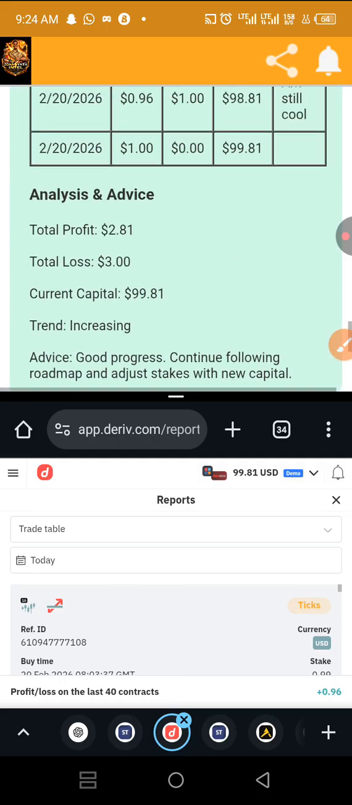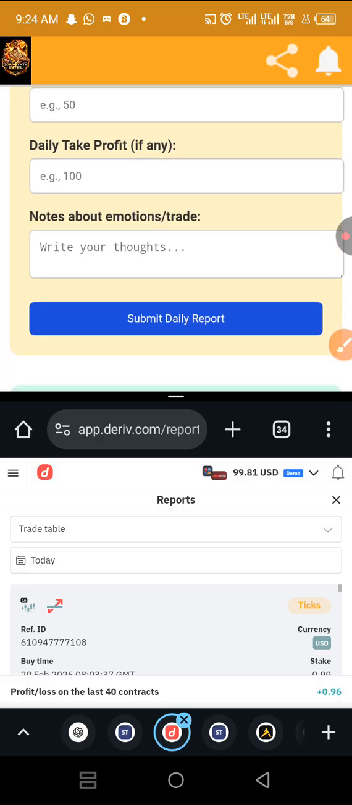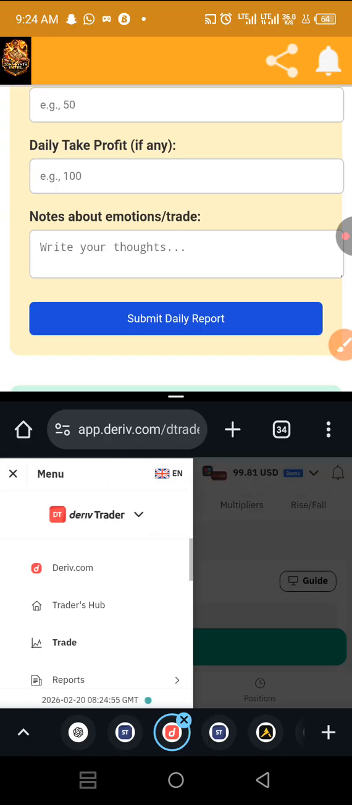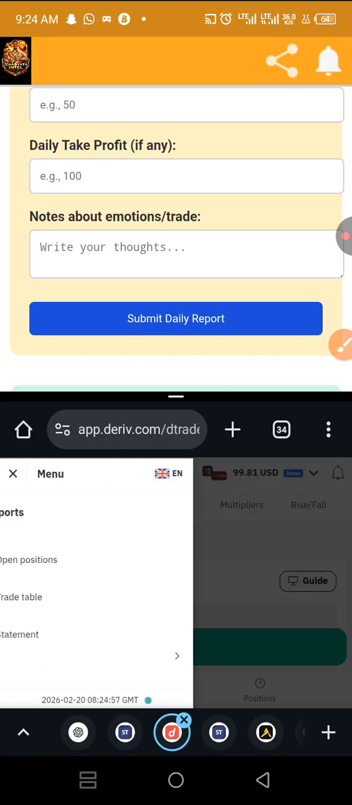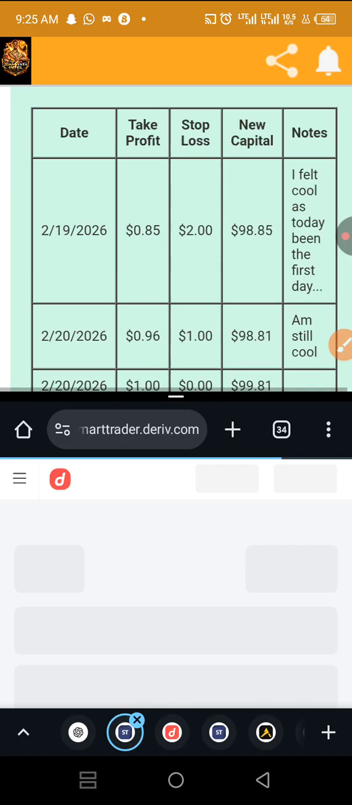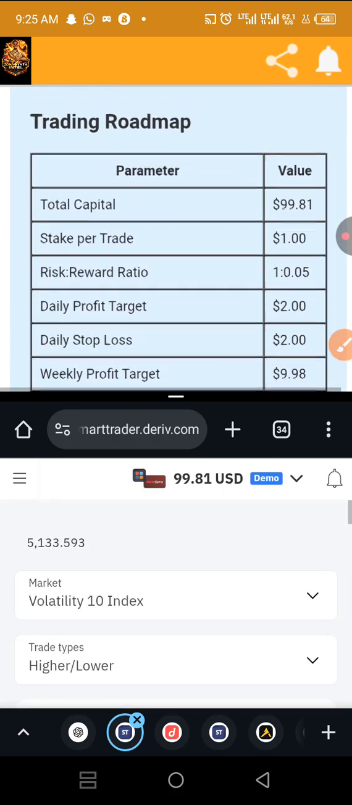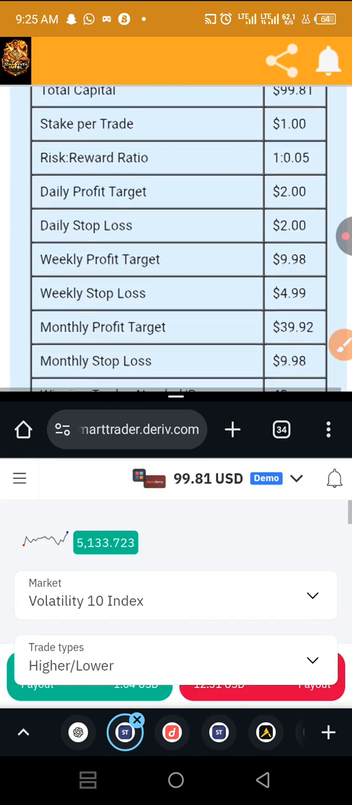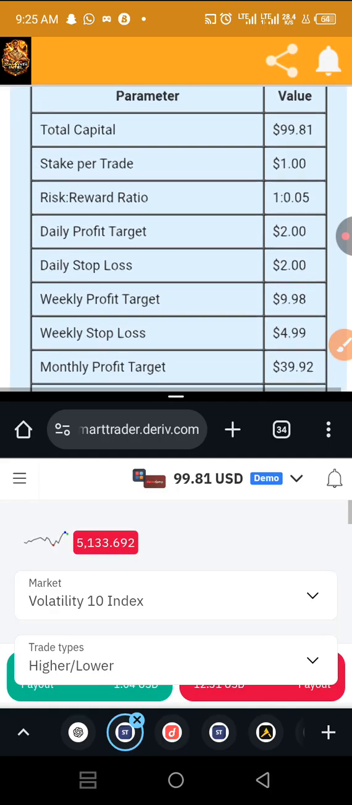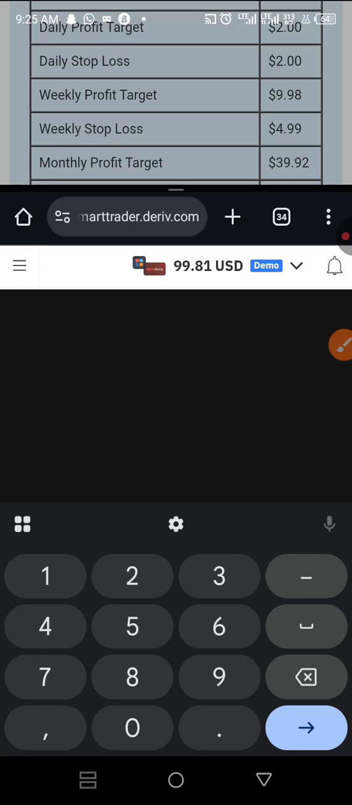Good. So that's all for today. Let me just go ahead and change my stake amount to the stake amount given to us. What's the stake amount given to us now that our capital has increased? Our stake amount is back to $1. Okay, so we are now using $1.